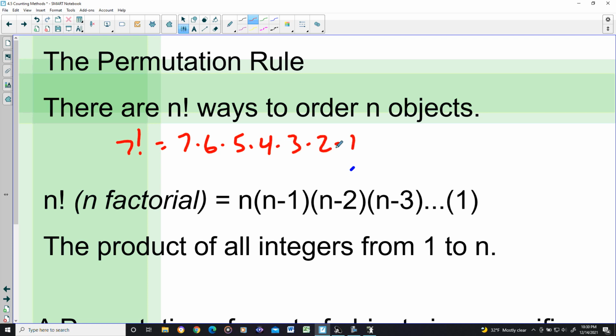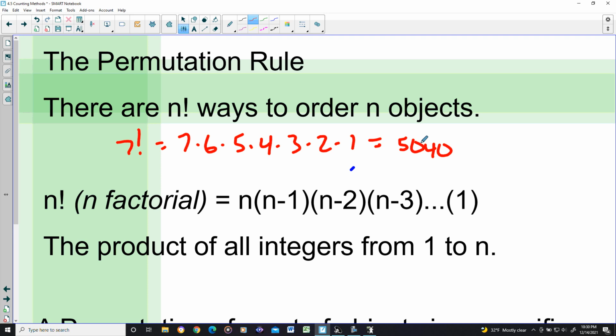Now you may wonder, do you really need the 1? Because multiplying by 1 doesn't change anything. No, you don't. However, the 1 is kept there for completeness' sake because you're ordering 7 objects, and so you should have 7 factors. The 1 is used for that last item that only has the 1 spot that it can go in. Now this is a big number. This is 5,040.